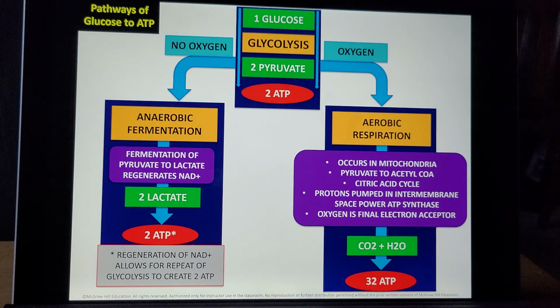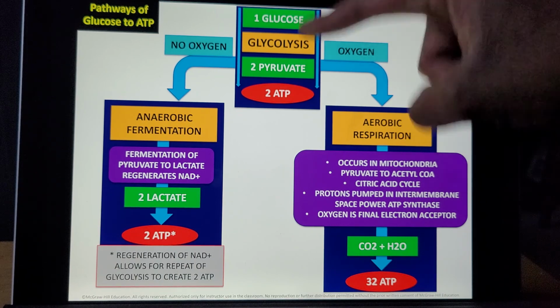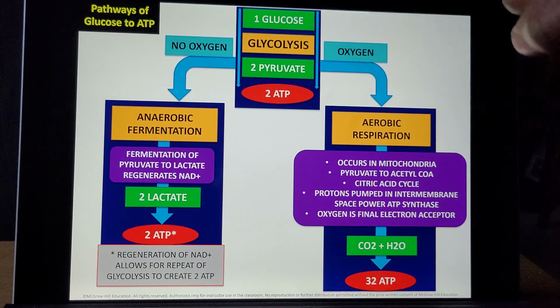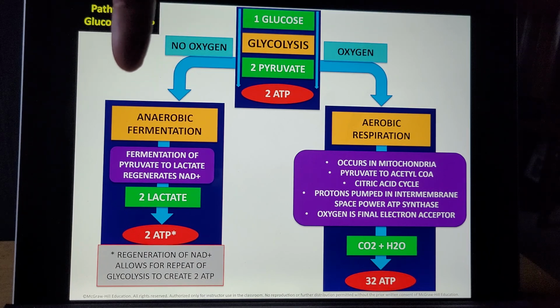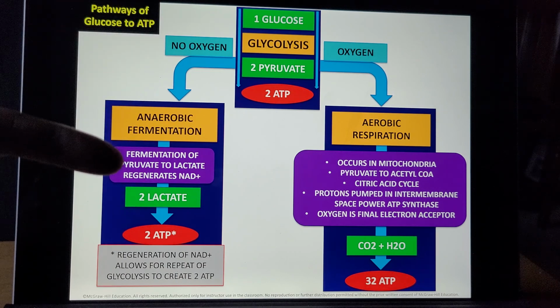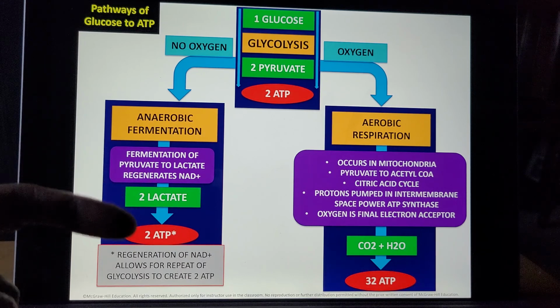So here's a broken down chart version for more text people of what's going on. We've got glucose, 1 molecule there. We go through glycolysis to end up with 2 pyruvate molecules. Depending on your oxygen level, if it's low oxygen, you go through anaerobic fermentation. Pyruvate is fermented to lactate to regenerate NAD+, so you can repeat glycolysis and make 2 ATP molecules.